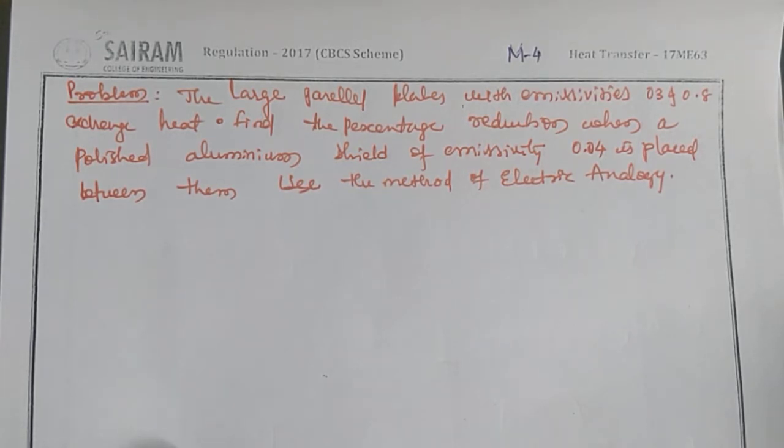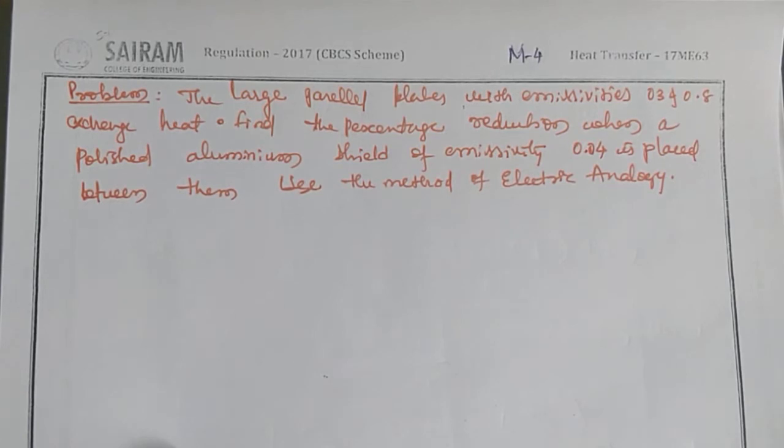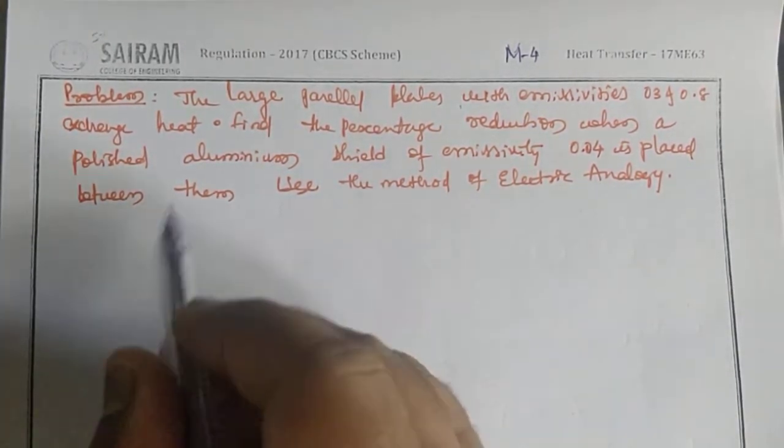So what will be the percentage reduction that we have to calculate using the electrical analogy? As such, you understand this is the radiation shield chapter. To calculate the percentage reduction, we must know the heat transfer Q1-2 and Q1-3-2. Then only we can calculate the percentage reduction. So let us consider the data given here.